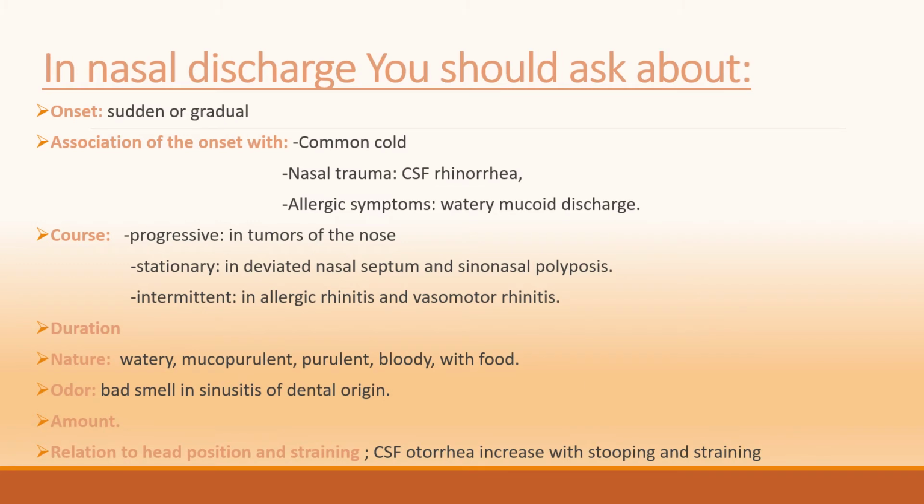In nasal discharge, you should ask about the onset, the association of the onset with common cold, nasal trauma for CSF rhinorrhea, allergic symptoms, watery and mucoid discharge. The course: progressive in tumors of the nose, stationary in deviated nasal septum and sinonasal polyposis, intermittent in allergic rhinitis and vasomotor rhinitis. The duration, the nature: watery, mucopurulent, purulent, bloody, or with food, and the smell or the odor. Bad smell in sinusitis of dental origin and atrophic rhinitis. The amount of nasal discharge and the relation to head position and straining. Remember the patient of CSF rhinorrhea while he is leaning forwards.